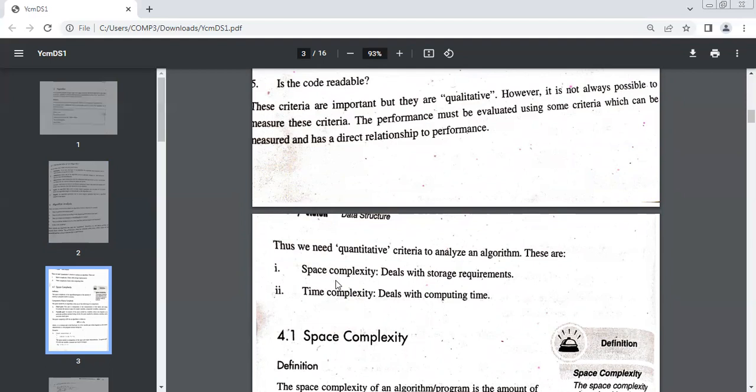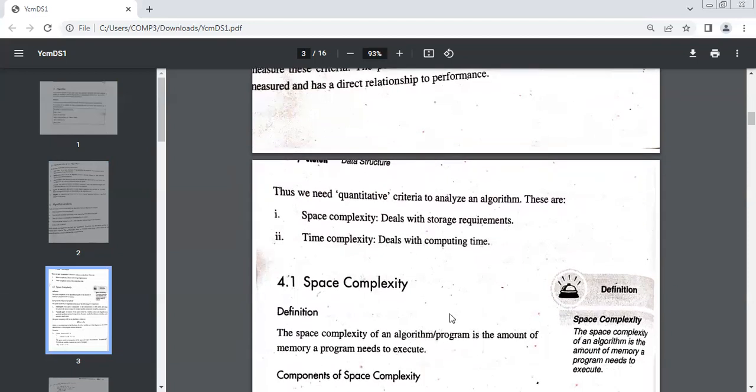Then what is meant by space complexity? Space complexity deals with the storage requirements, and time complexity deals with the computing time. So next we discuss space complexity in detail.